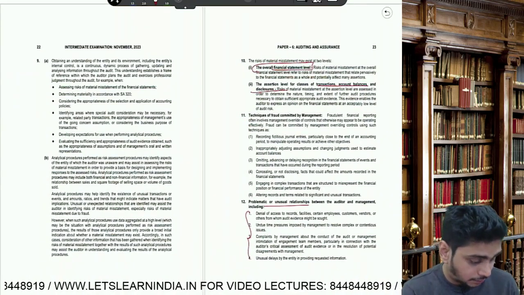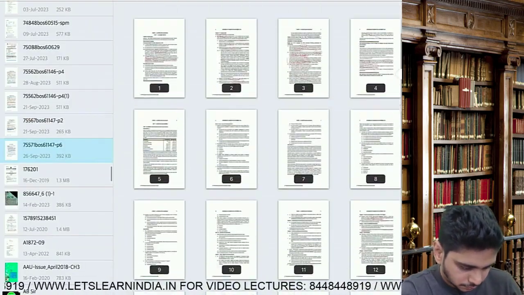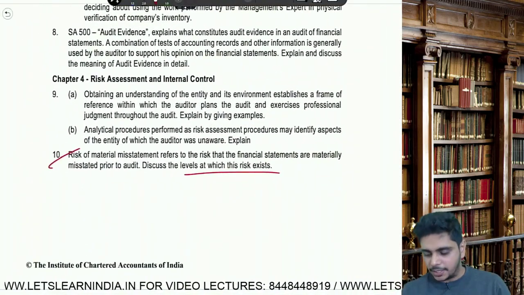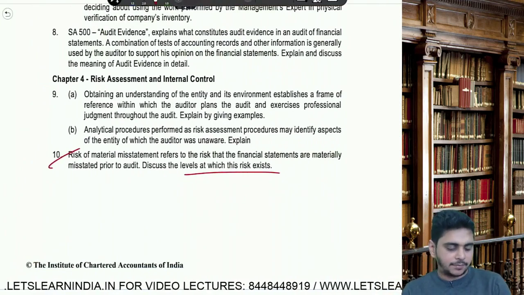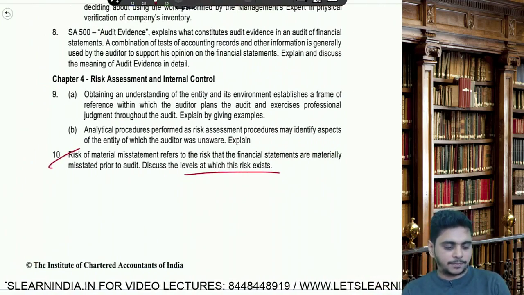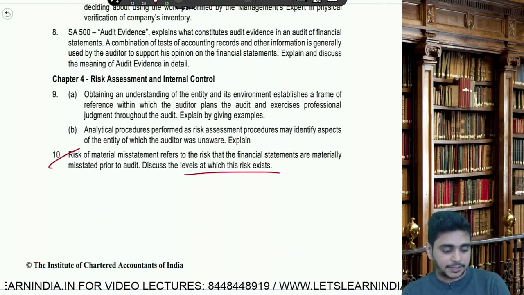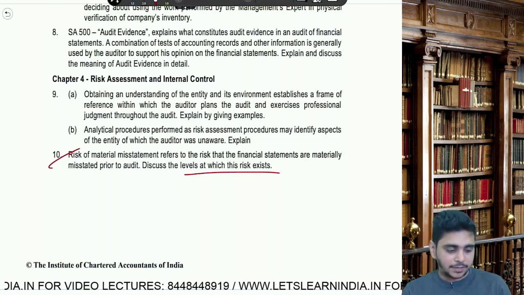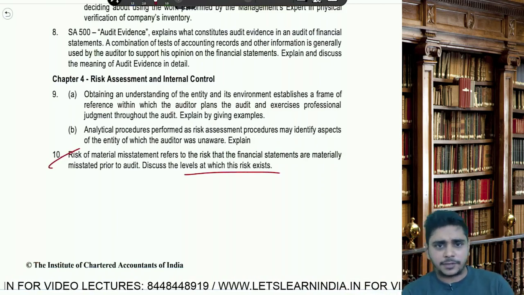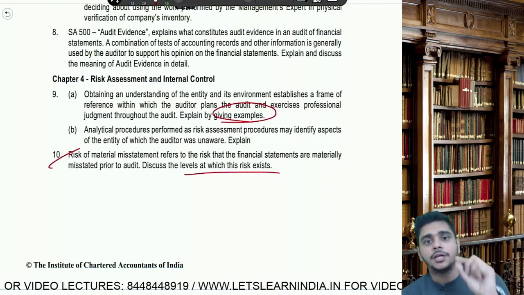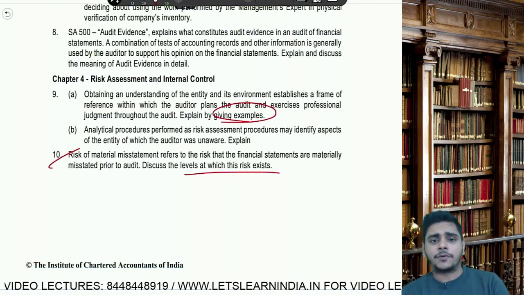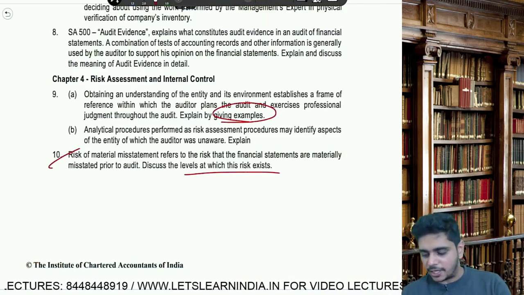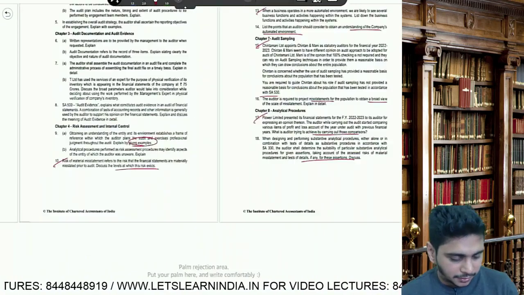Now question number 9. Obtaining an understanding of the entity and its environment establishes a frame of reference within which the auditor plans the audit and exercises professional judgment throughout the audit. Explain by giving examples. Again it is SA 315, but what they have asked you is examples. They have not asked you the theory. You have to give examples. And analytical procedures performed as risk assessment procedures may identify aspects of the entity of which the auditor was unaware. So your analytical procedures and risk answer you have to write together. So we will read both answers together.